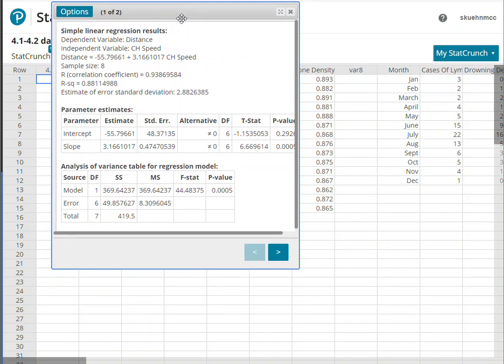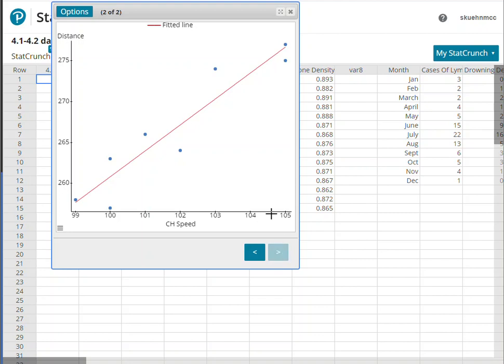We can see here that we have one of two screens that are showing, and so I'm going to arrow over to the second screen so we can talk about the scatter plot first. Now, just ignore the red line that you see on the screen right here. We're going to need to know the equation of this line for the next section, section 4.2, but we're going to ignore it for right now.